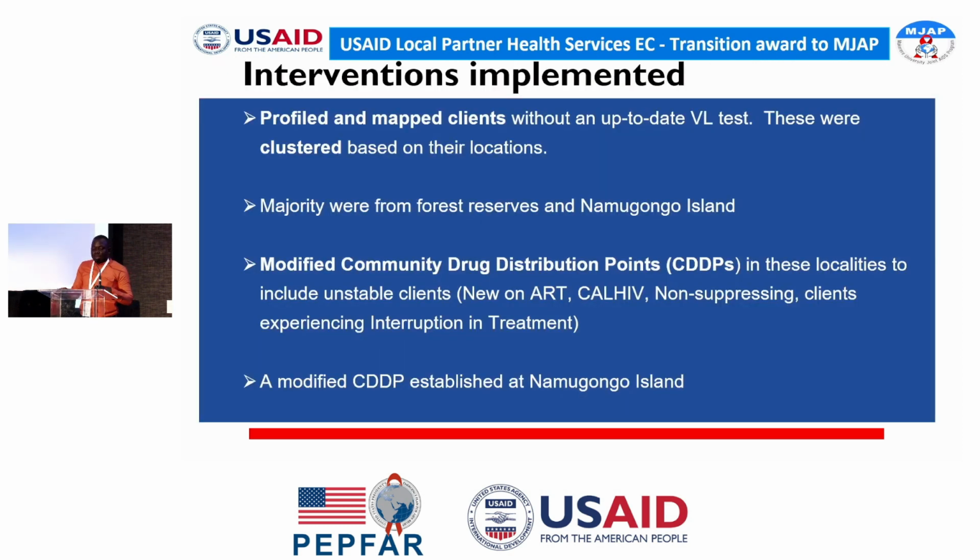So some of the interventions: we profiled and mapped clients with up-to-date viral load tests, and these were clustered based on their locations. We modified the community distribution points. Ideally, we all understand community distribution points. The eligibility criteria is that we should have stable clients. If I say stable clients, it means someone should have a suppressed viral load, be on ART for more than 6 months, and be in WHO stage 1 or 2. But this time around, the modification came in where we provide every service. This included both the stable and the non-stable clients.